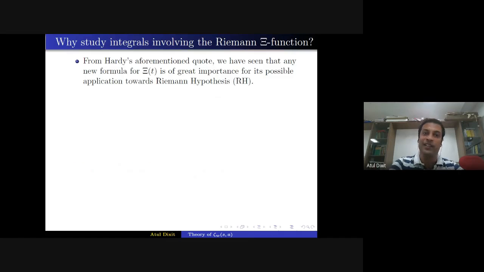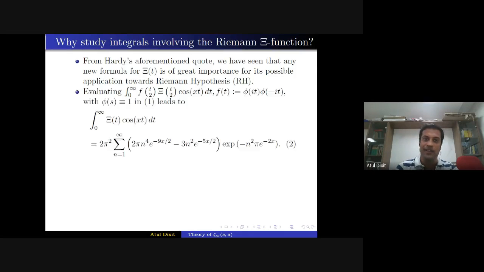Now, one other question is, why are we interested in studying integrals of the Riemann Xi function? I have already shown you some nice formulas, some quotes of Hardy where these are useful in the theory of the Riemann zeta function, but there is more to it. So let's go over it first. Hardy has said that any new formula for Xi of t is of great importance because it may have some connection with the Riemann hypothesis, RH.